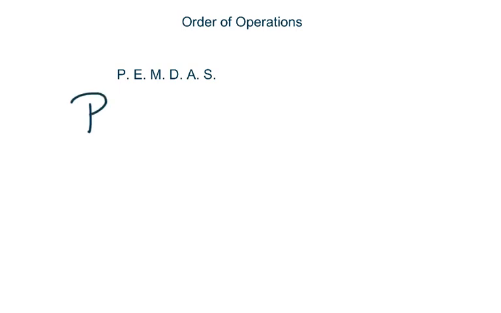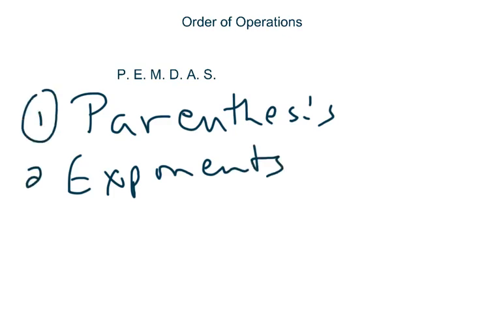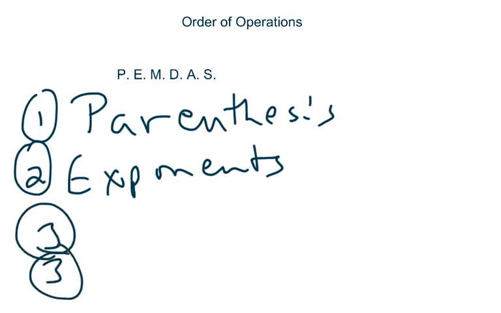So, P stands for parentheses. E stands for exponents. This is always the most important. This is the second most important. Then we get to number 3, and this is where people get confused a lot of times.